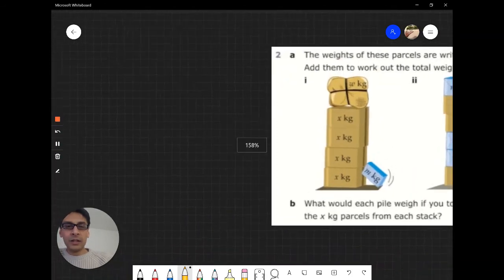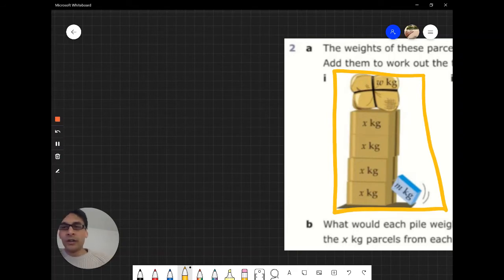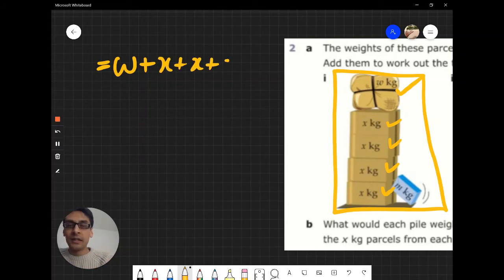Okay, pause the video, have a go with adding up all the weights, all the symbols for pile 1. Okay, so hopefully you have an answer. I am going to now show you the working out. So we can see we have a w plus, then you've got 1, 2, 3, 4. We've got 4 x's, so we've got x plus x plus x plus x. And then finally we've got a little blue package there, which is plus m.